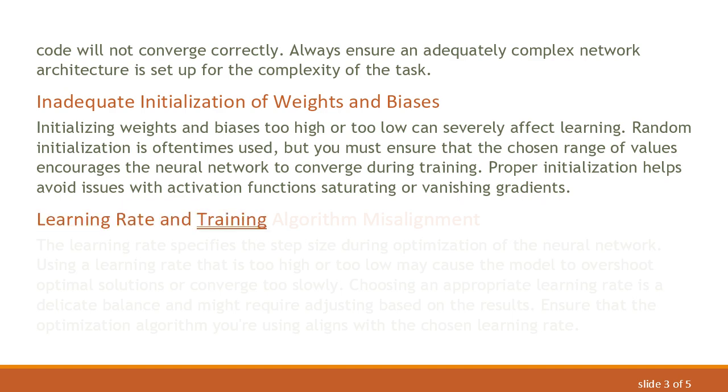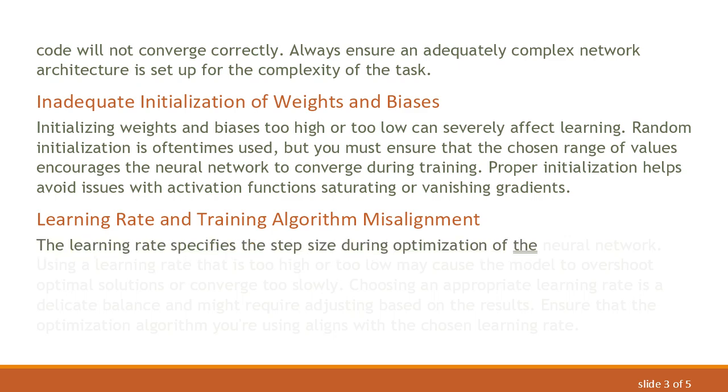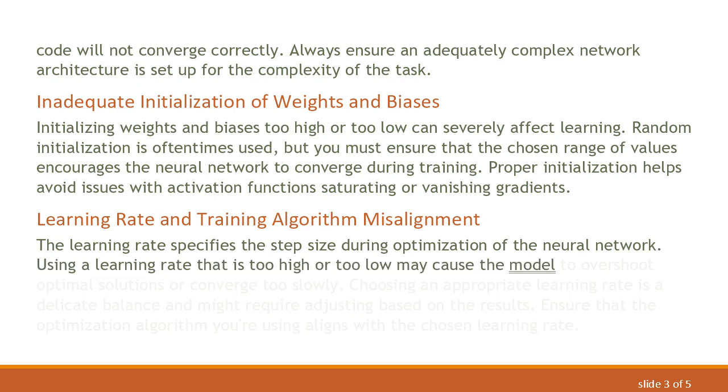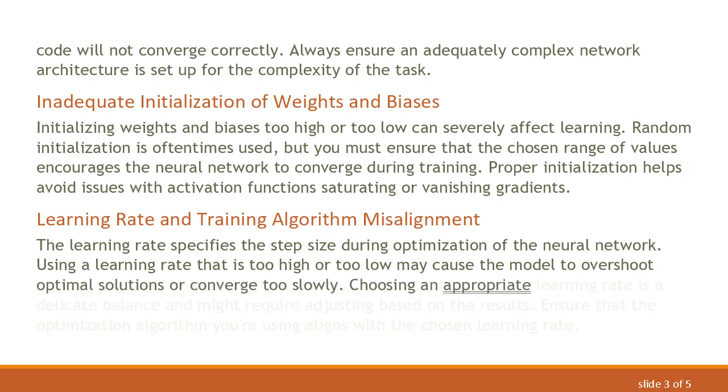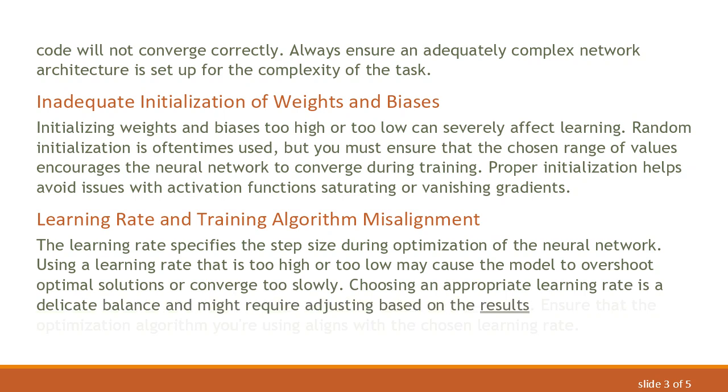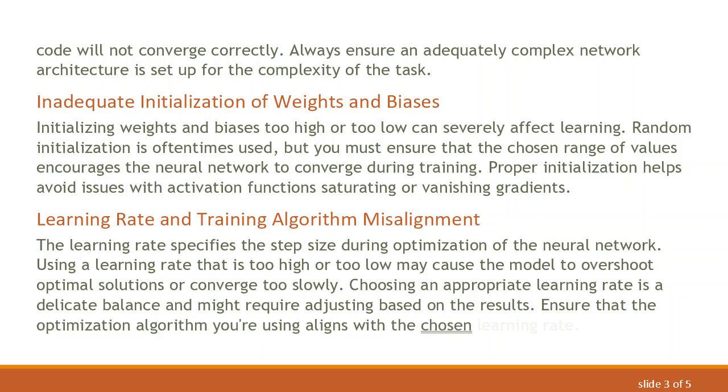Learning rate and training algorithm misalignment. The learning rate specifies the step size during optimization of the neural network. Using a learning rate that is too high or too low may cause the model to overshoot optimal solutions or converge too slowly. Choosing an appropriate learning rate is a delicate balance and might require adjusting based on the results. Ensure that the optimization algorithm you're using aligns with the chosen learning rate.